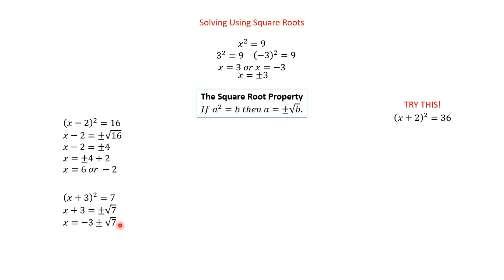How'd you do? Was this one pretty easy? I hope so, because this is set up to work out nicely. So first step, square root both sides. X plus 2 equals plus or minus root 36, which would be plus or minus 6. Then we just need to subtract 2. 6 minus 2 is 4. Negative 6 minus 2 is negative 8.